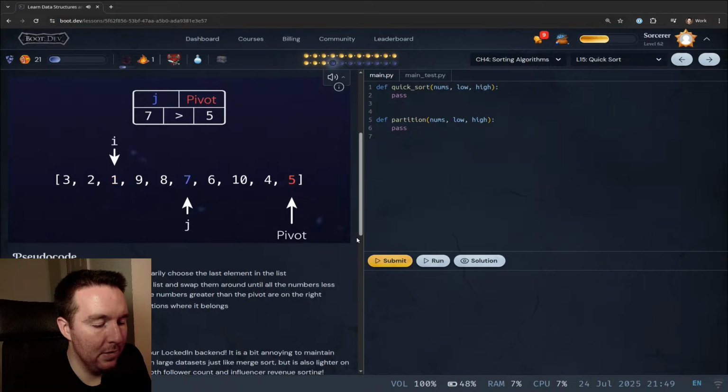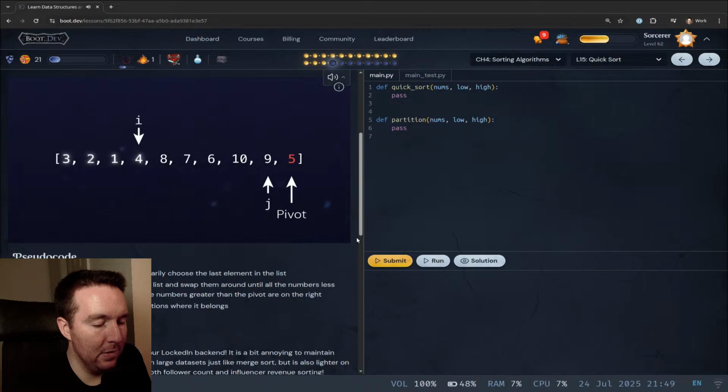7 is greater than 5, so no swaps here. 6 is also greater than 5, again, no swaps. 10 is greater than 5, no swapping. 4 is less than 5, one last swap. All of the numbers at or to the left of I are smaller than the pivot, and all of the numbers to the right of I are greater than the pivot. If we swap I plus 1 with the pivot now, then the pivot will be in its perfectly sorted place.